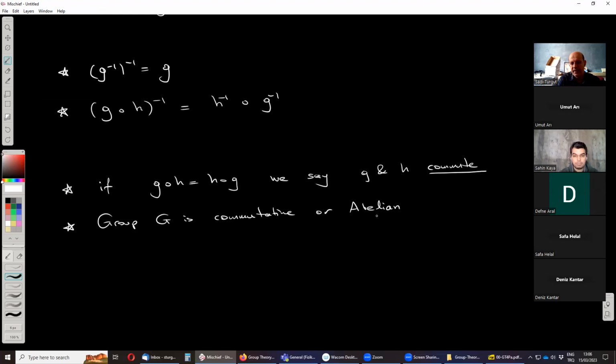It's an abelian group if all elements commute. Right? Elements commute. And otherwise it's non-commutative, non-abelian.